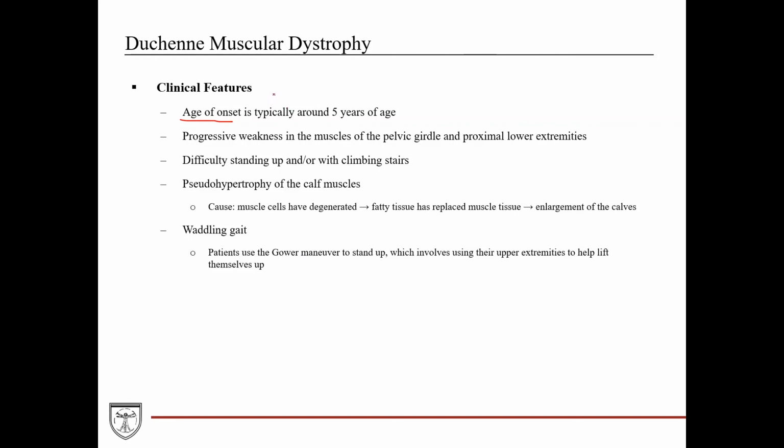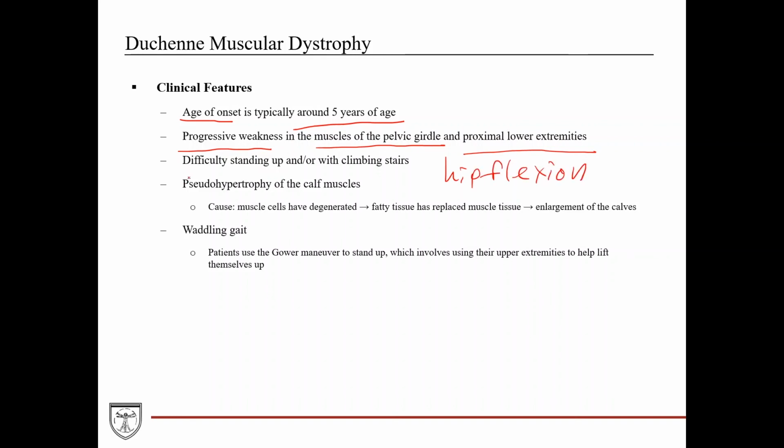So since Duchenne is a result of a frame shift or a nonsense mutation, you're obviously going to have a severely dysfunctional or absent dystrophin protein. So you're going to see these symptoms manifest very early on in life, typically around 5 years of age, early childhood. And what you're going to see is progressive weakness, especially in the muscles of the pelvic girdle and the proximal lower extremities. So muscles that are really responsible for moving the hips, especially hip flexion.